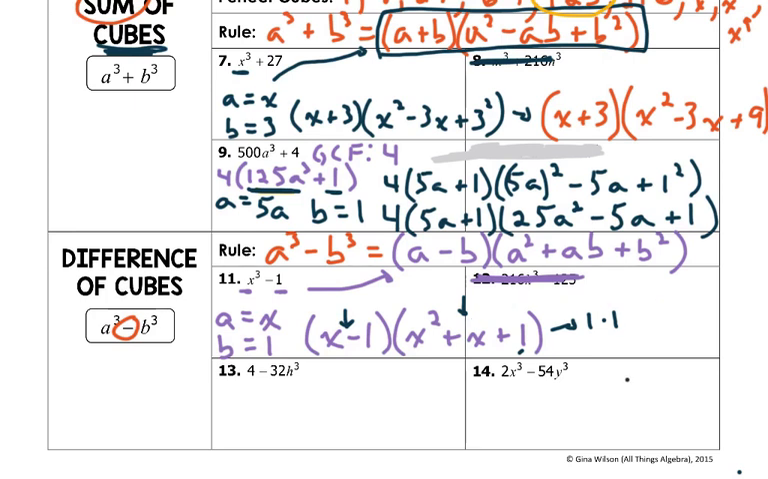Again, I'm just double checking because you've got to make sure that you're double checking that there cannot be any other factors that can be factored. All right.